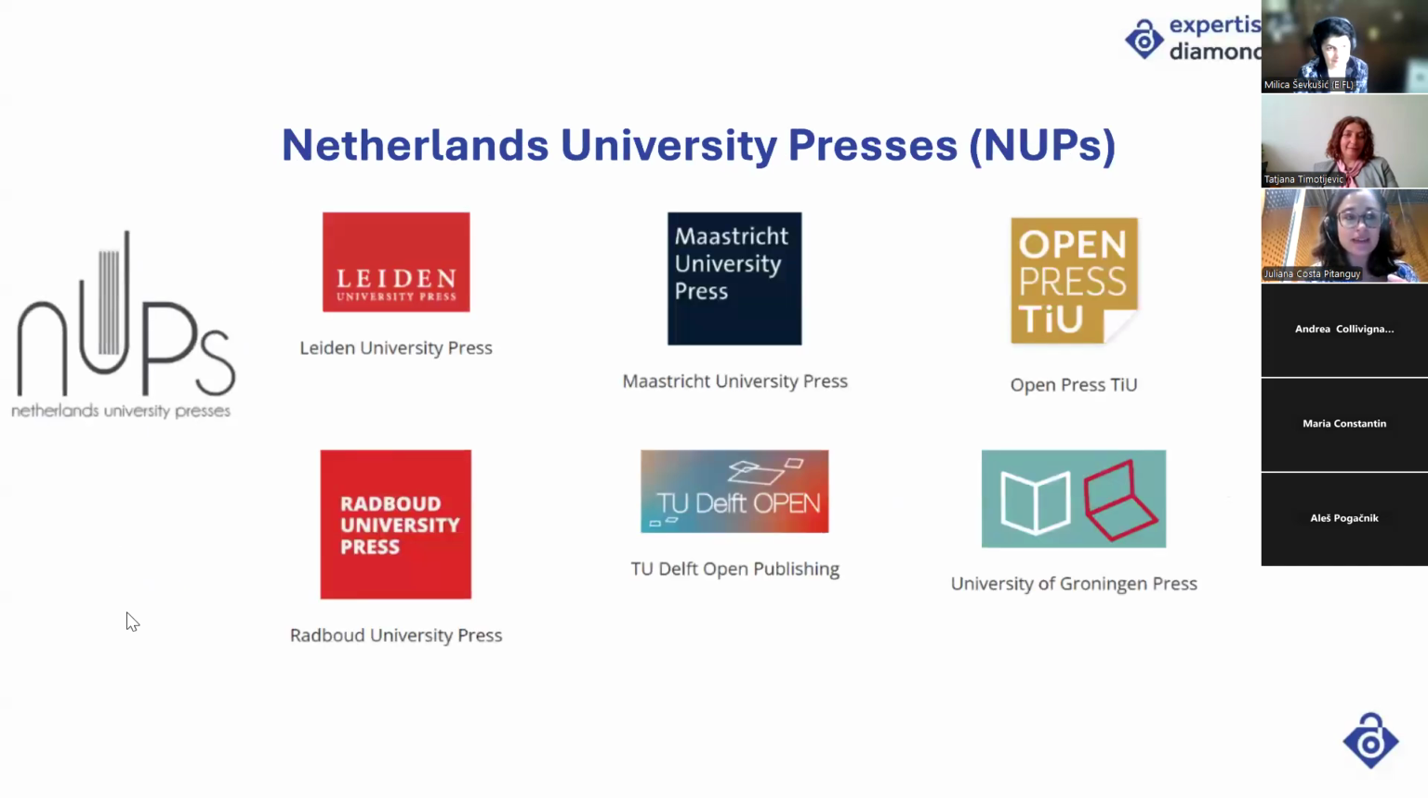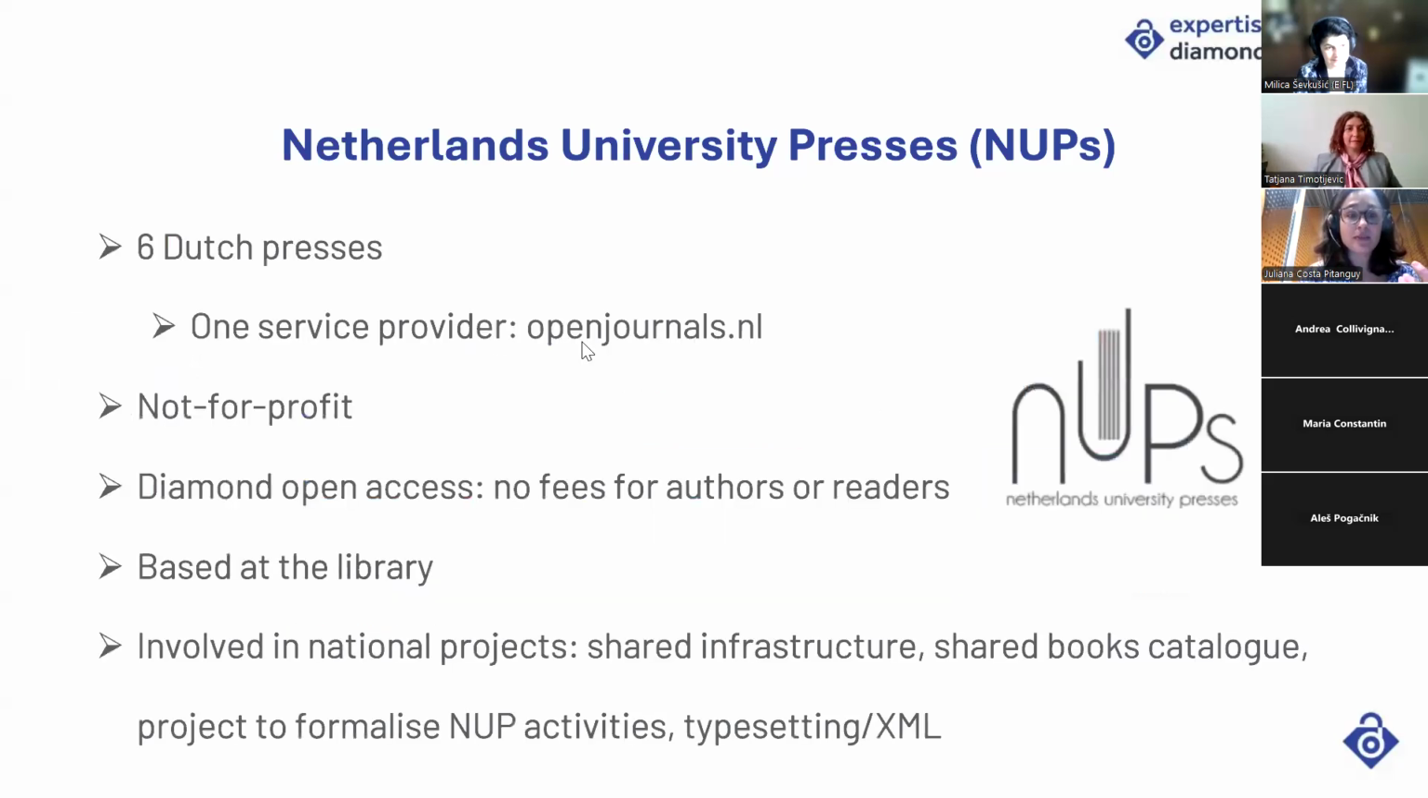Like I said, for us it's very clear what Diamond Open Access in the Netherlands looks like if we think about the Netherlands University Presses, because there are 6 university presses in the Netherlands that offer Diamond Open Access, and 1 service provider. So we expect they are the main institutional publishing providers here, and these are the universities that offer such support, and there are 6 of them. Like I said, 1 service provider is openjournals.nl.